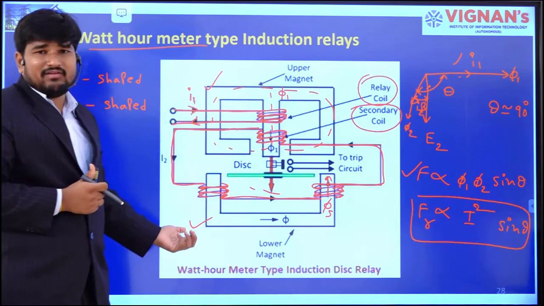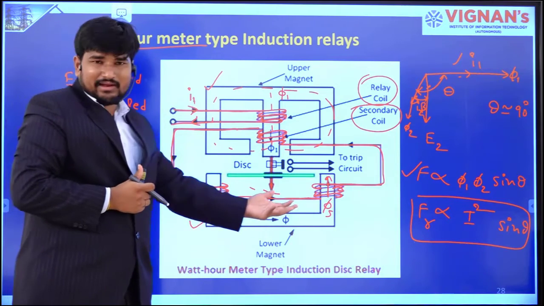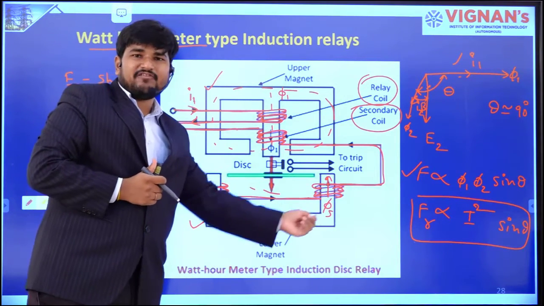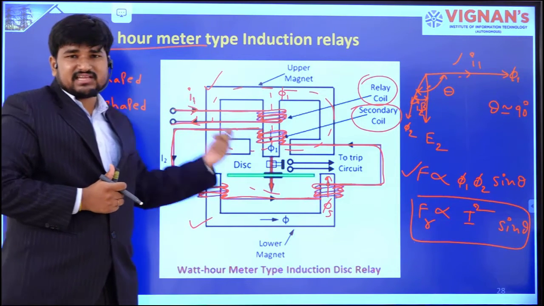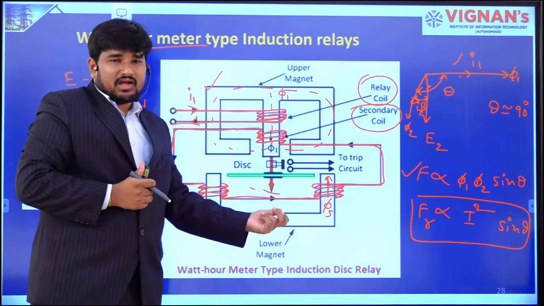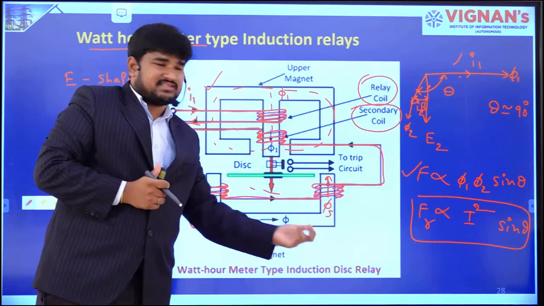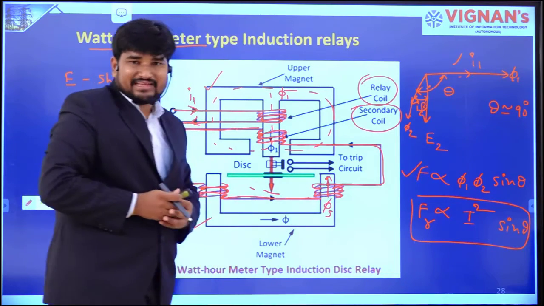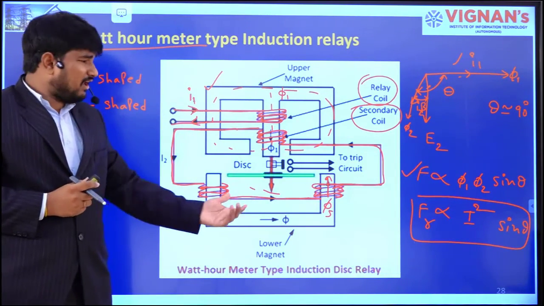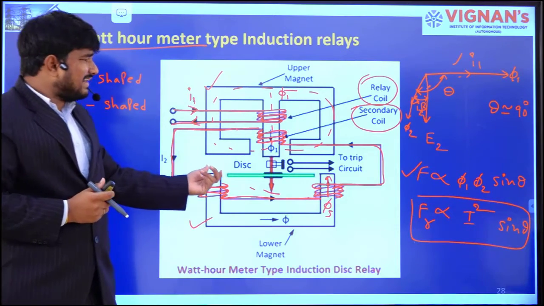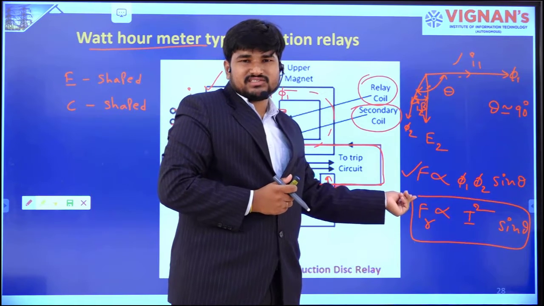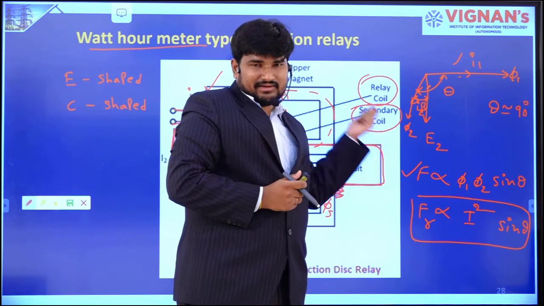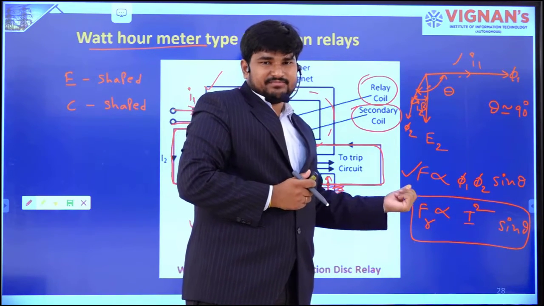the secondary coil will be a closed one. As it is closed, the current will be induced inside the secondary coil, and because of this secondary current, the secondary flux, that means phi2, will also be created. So with the interaction of these two fluxes, there will be a creation of force as per the principle of induction.